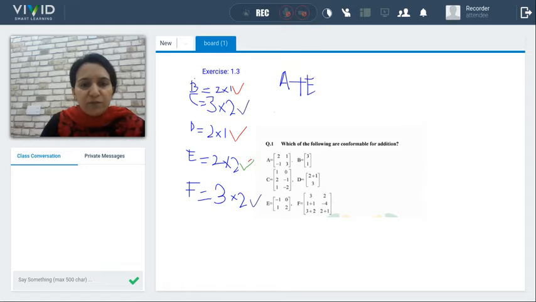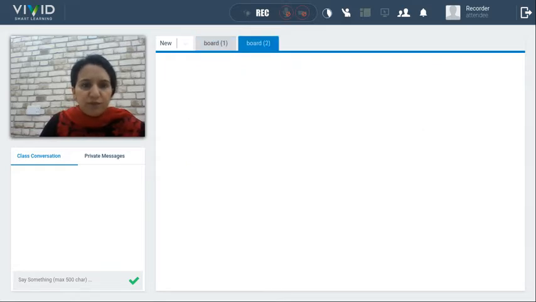So if there is a statement, let's say A plus B, can it be possible over here in this condition? No, it cannot be possible because the order of both matrices is different. So this was question number 1. We are going to do question number 2 now. Let me present question number 2.